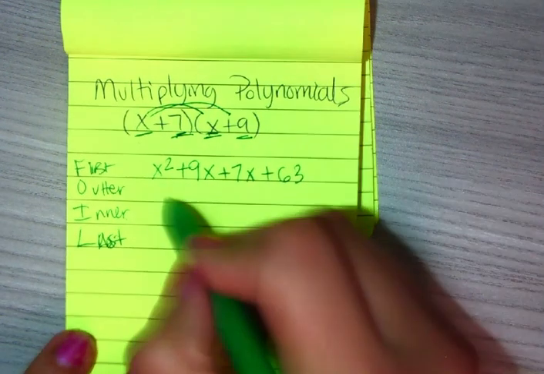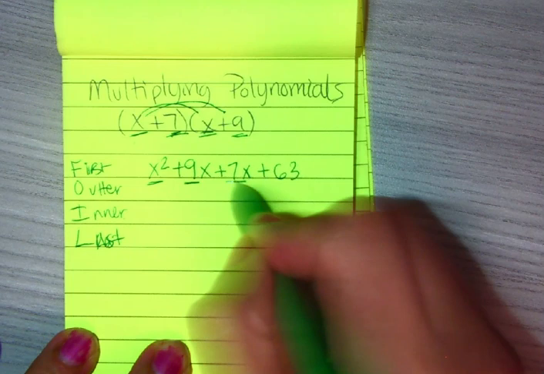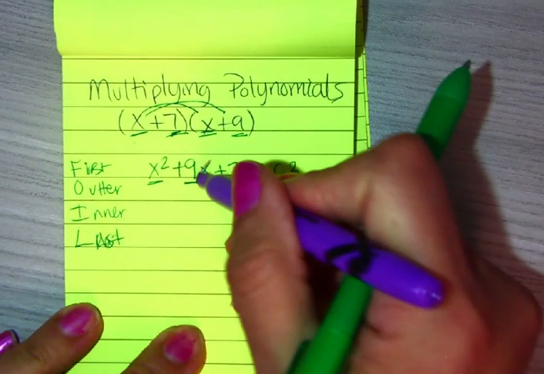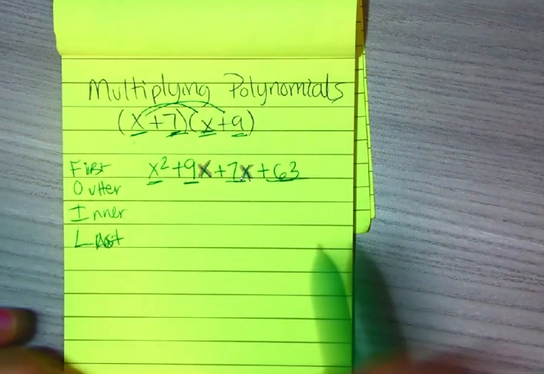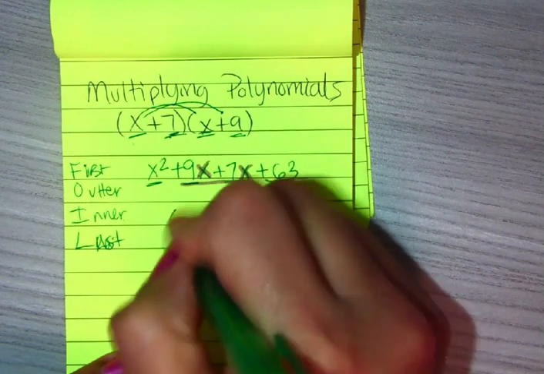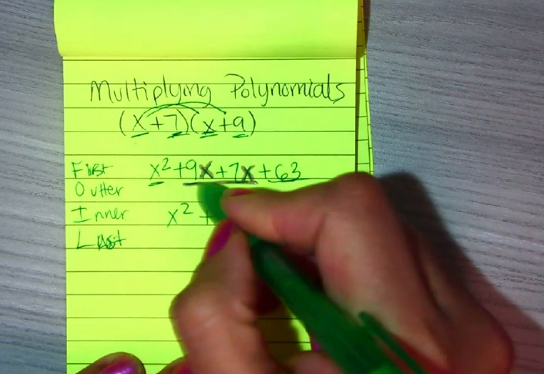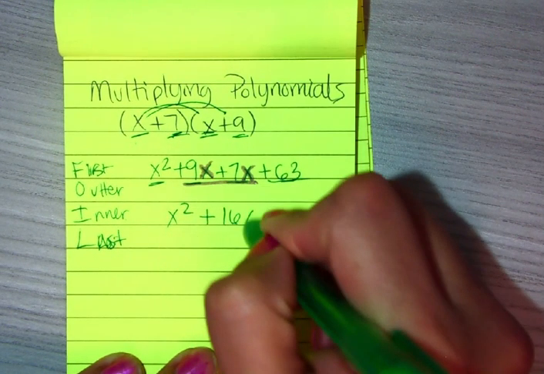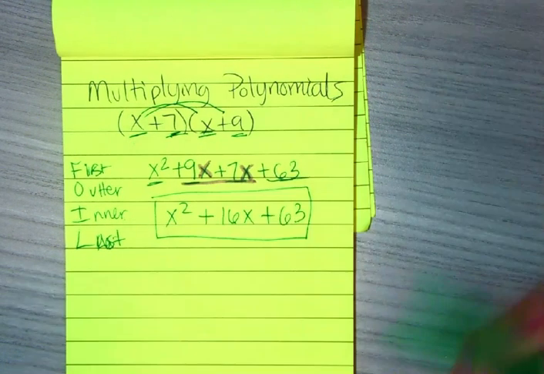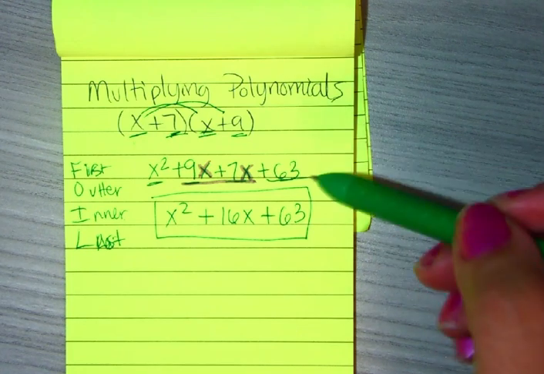So then after you do that, you're going to get 4 different terms. But you're going to notice that these two in the middle are alike. They both have x's, which means that we need to combine these two. So we're going to get x squared plus, and then 9 plus 7 is 16x, and then 63. So this trinomial is the answer to multiplying these two binomials.